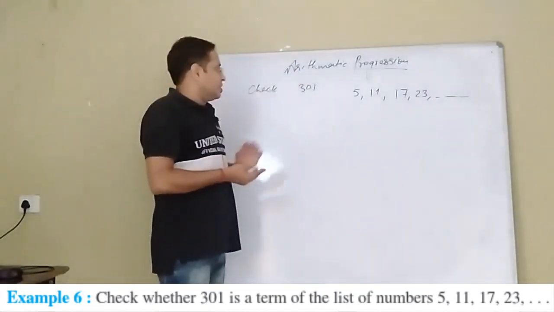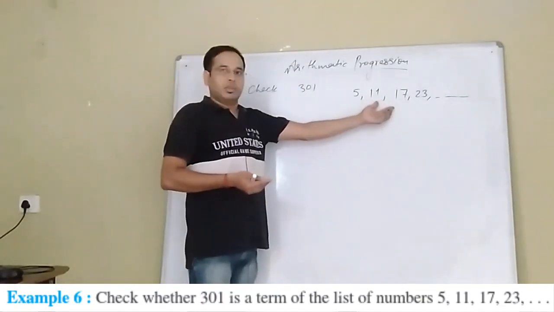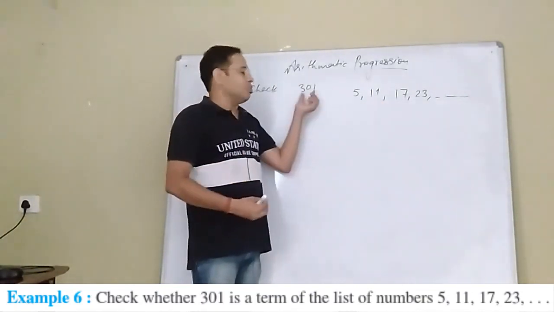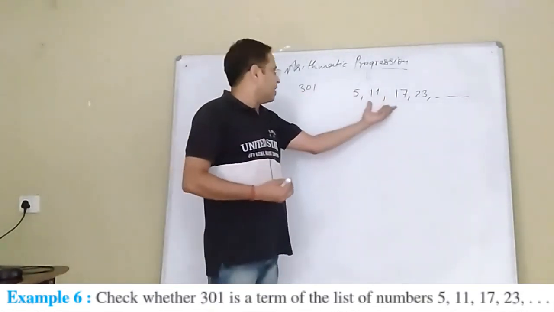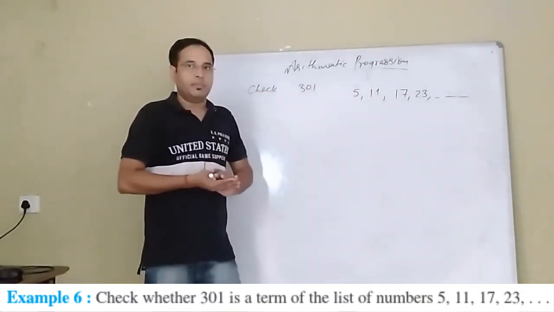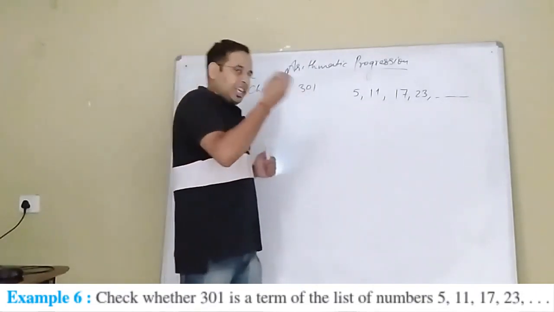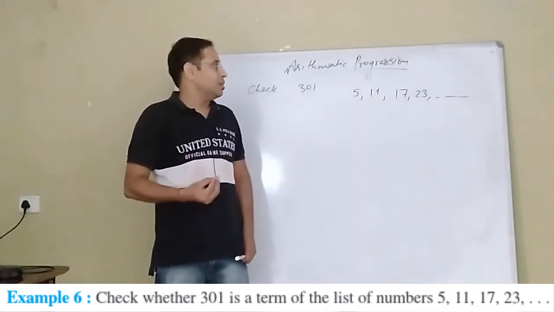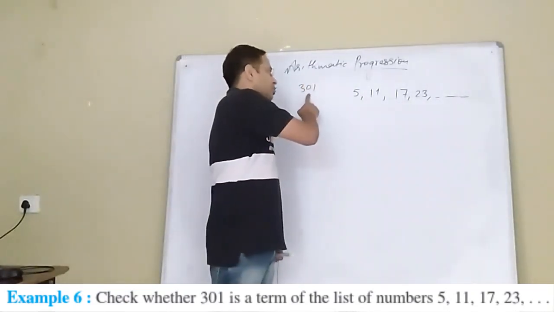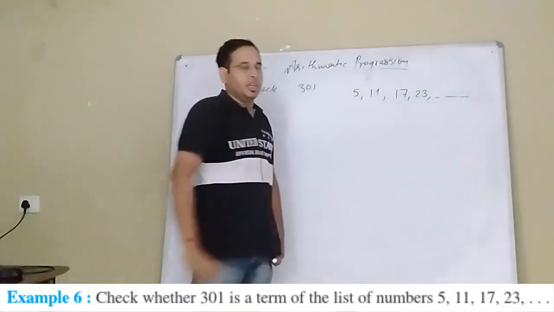If I suppose that the nth term of this sequence is 301, है ना? अगर हम सपोज कर लें कि इस AP का nth term 301 है ना? If the value of n comes out to be a whole number, then we can say that 301 is the term of this AP.